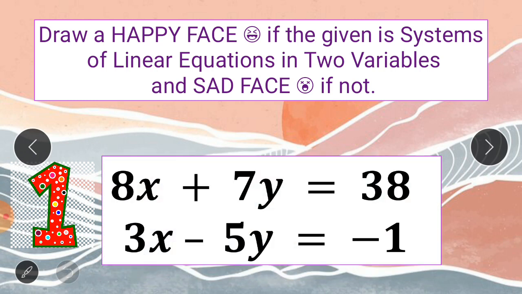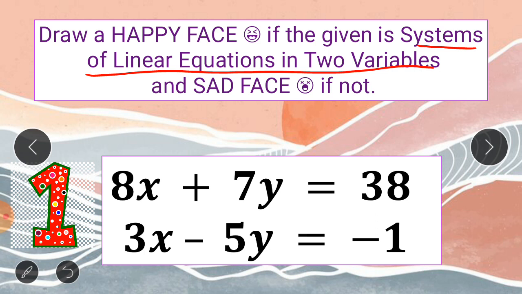This is the given: 8x plus 7y equals 38, and 3x minus 5y equals negative 1. What will be the answer here? Is it a happy face or a sad face? Again, happy face if the given is a system of linear equations in two variables, and sad face if not. I'll give you 3 seconds. 3, 2, 1. If not, you can pause this, then play it again once you have your answer.